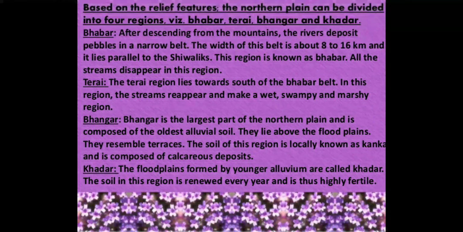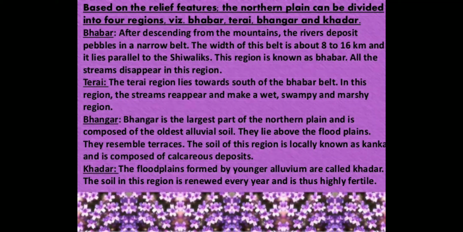So, after descending from the mountains, the rivers deposit pebbles in a narrow belt. The width of this belt is about 8 to 16 kilometers and it lies parallel to the Shivaliks. We know the name: Himadri, Himachal, Shivalik. This region is known as Bhabar. All the streams disappear in this region. All the rivers say, we have no existence there. They die and cry.